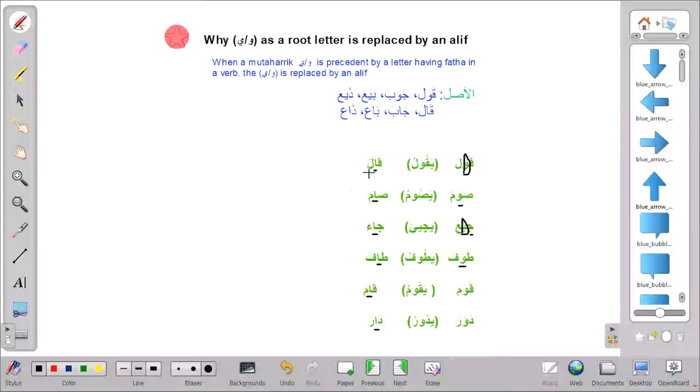But these are the original verbs: kawala, sawama, jaya'a, tawafa, kawama, dawara. So these are the actual verbs. I hope that is clear. Then for simplicity in speaking, we just turn it to this way. So these are the origin, but these are the ones we use. And this is the mudore. So that's the main thing here. I hope that's clear.